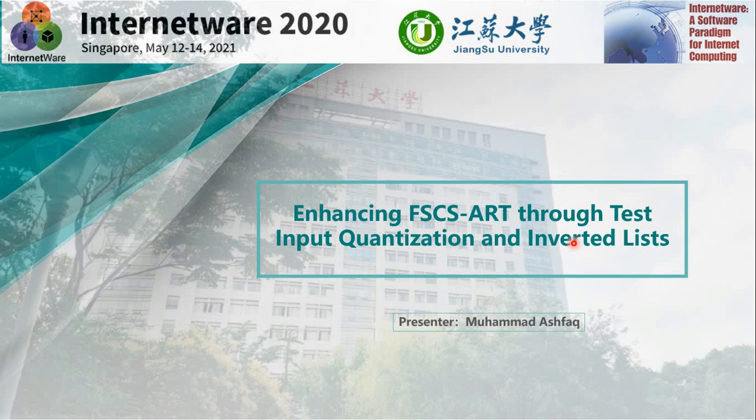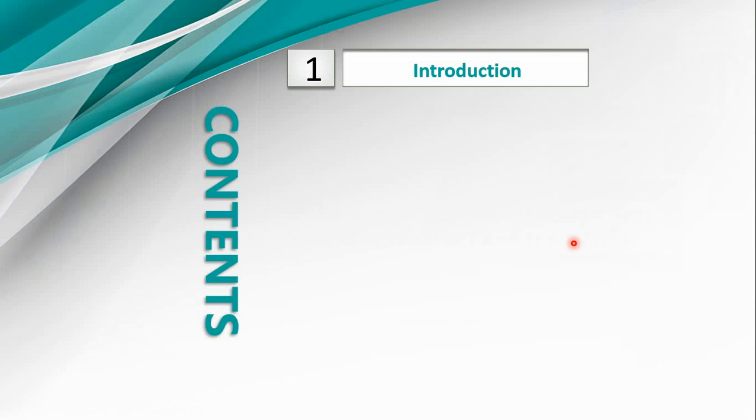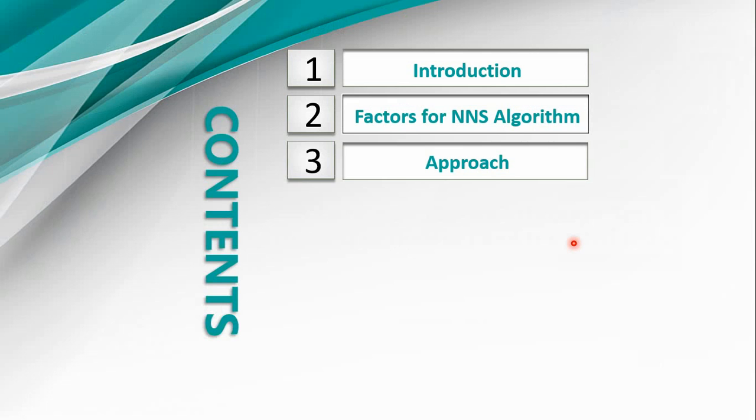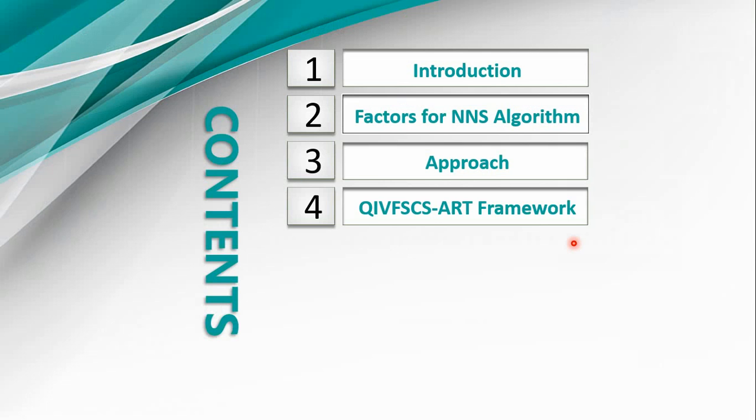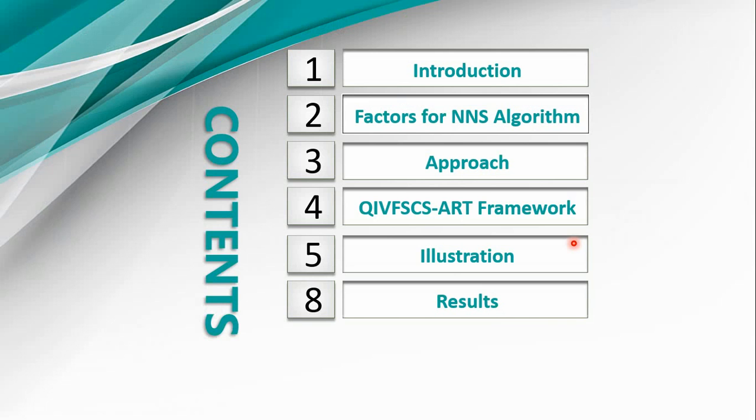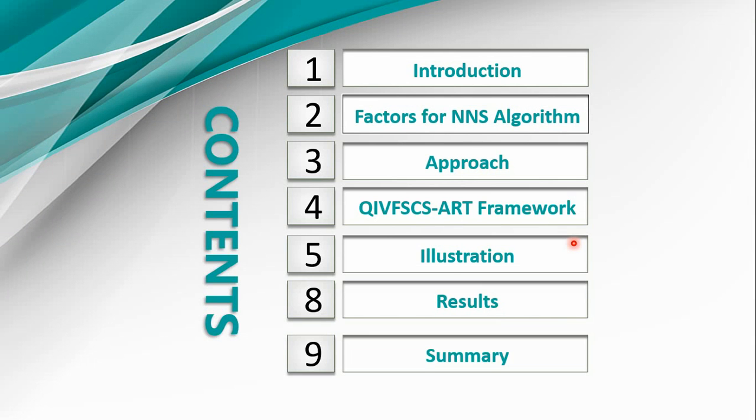Quantization and inverted list. First of all, we will give the introduction of the search field and then we will talk about the factors for the nearest neighbor search algorithm to be used in FSCS ART, and then what is the approach for enhancing the efficiency, and then the QIVFSCS-ART framework. Our proposed method will be introduced. After that, illustration of the proposed method and then results. In the end, we will conclude the presentation by giving a brief summary.